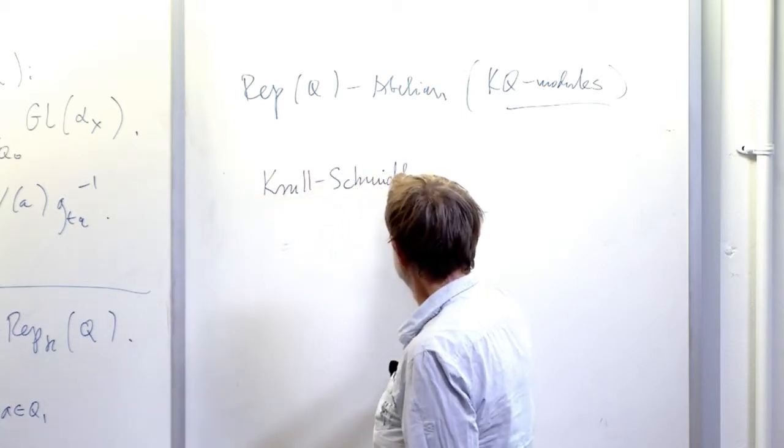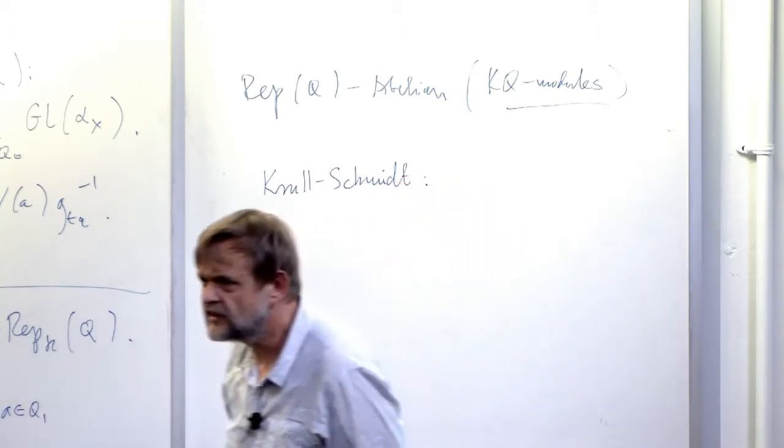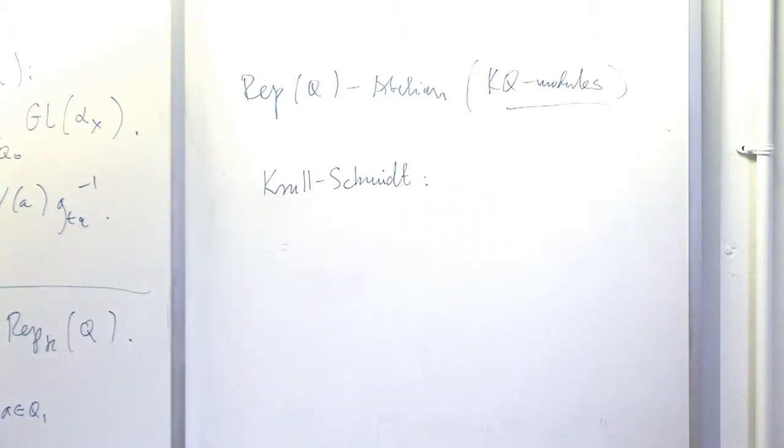Q is fixed here, right? Excuse me? Q is fixed, that's right, and the field is fixed. Q is fixed, and you change the dimension vector, right? You consider representations, yeah. And maps between the representations, right? Yeah.